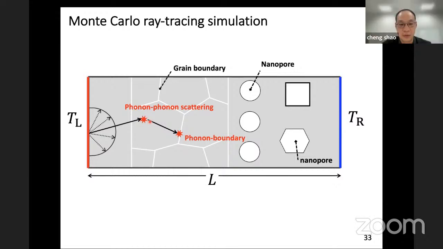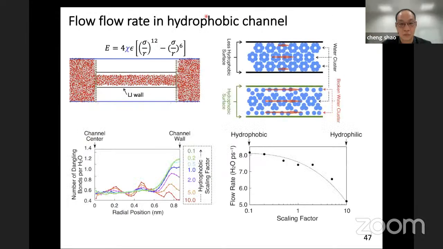Okay. And my last question is about your confinement effect. So you simulate water transport confined in a channel, right? Here you can also somehow define a water cluster, and you mentioned you observe some dangling bonds. The dangling bonds that you mentioned, in fact, refer to the broken bond between the hydrogen atom and the oxygen atom. Is it correct? It's more like the breaking of the hydrogen bond between different water molecules.